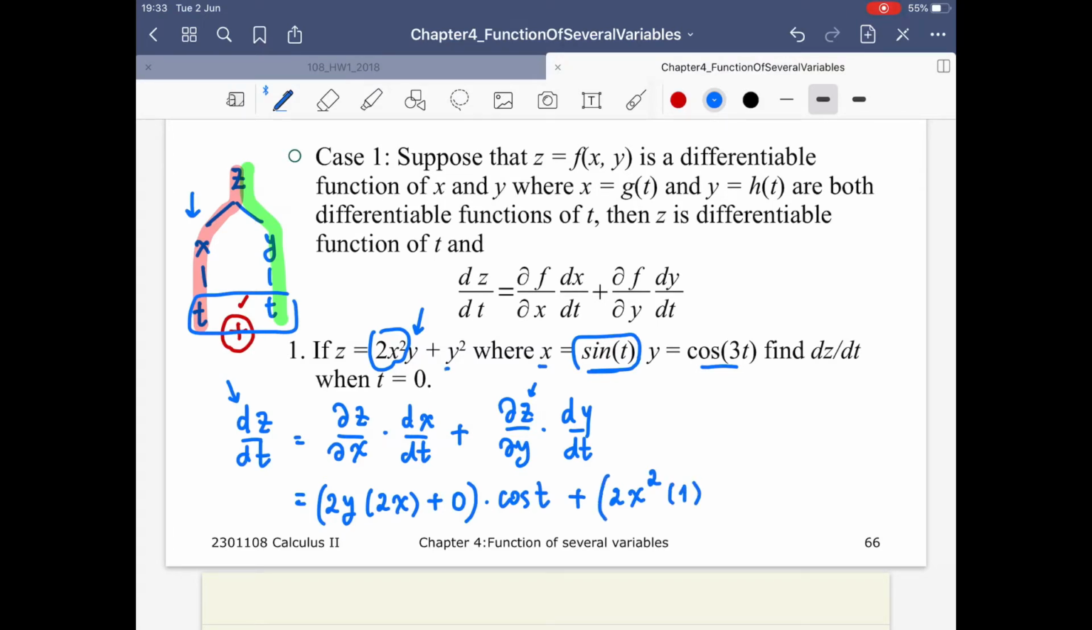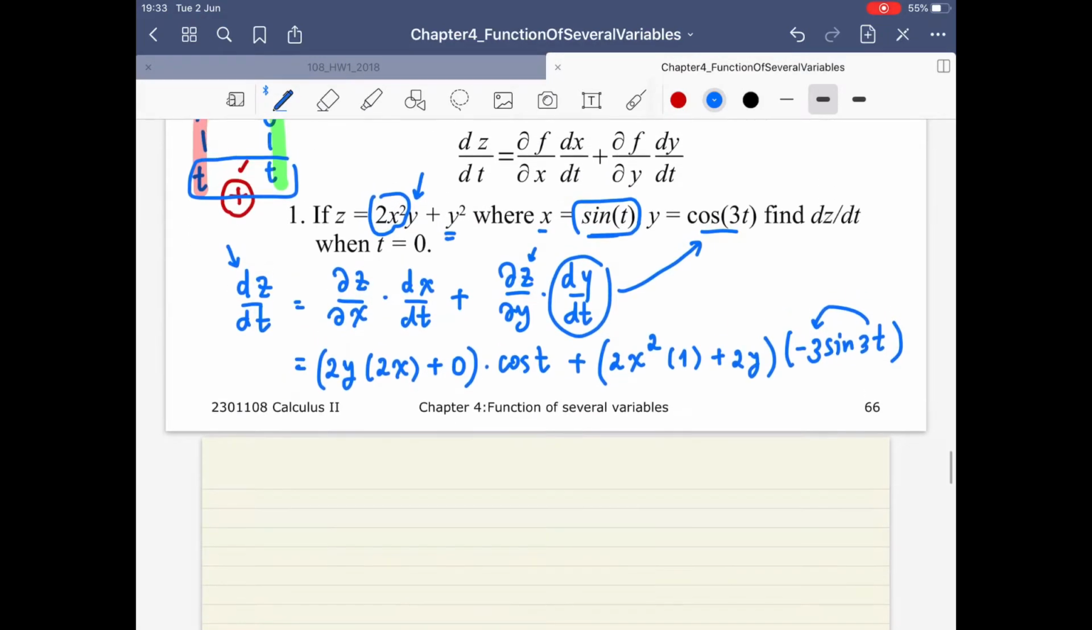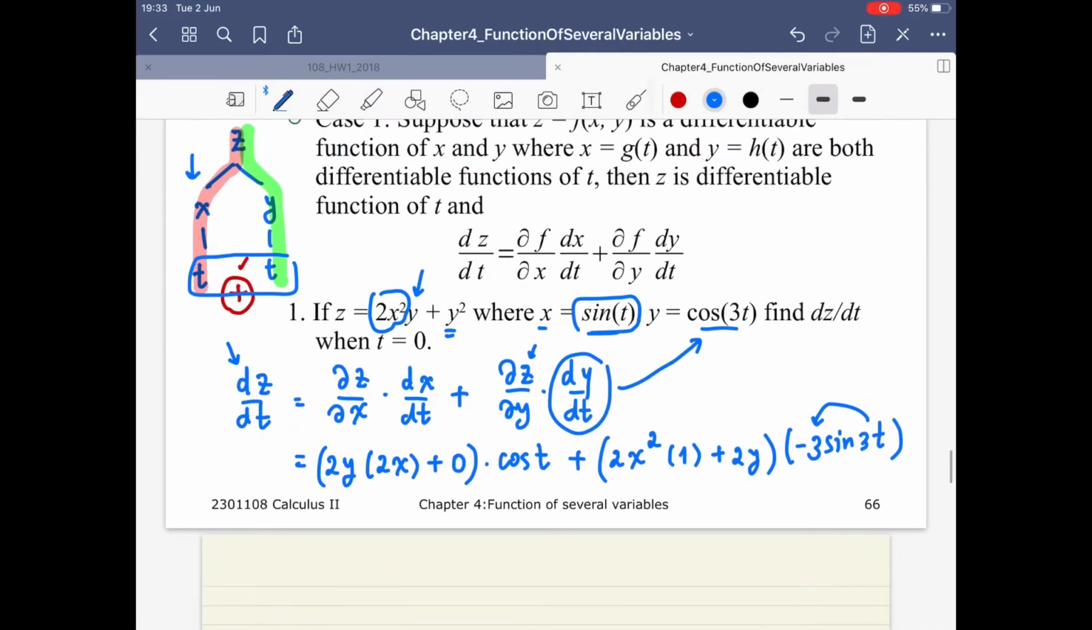Okay, and the second term you got a 2y, and here to find dy by dt, because it is a cosine, so you have negative sine 3t, and then a derivative of the inside, which is 3 right there. Okay, so this one is your dz by dt, and you don't really need to go any further. Okay, this will be good enough to be your answer.